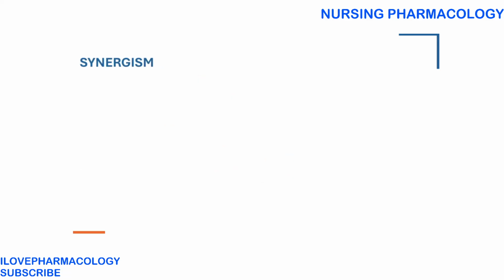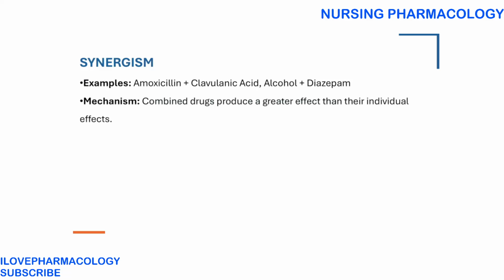Next, coming to drug synergism. The examples are amoxicillin and clavulanic acid, and alcohol with diazepam. Here the alcohol and diazepam both are CNS depressants. Amoxicillin is broken down by the beta lactamase. So clavulanic acid will inhibit the beta lactamase, thereby increasing the effectiveness of the amoxicillin. So the combined drugs produce a greater effect than the individual effects.